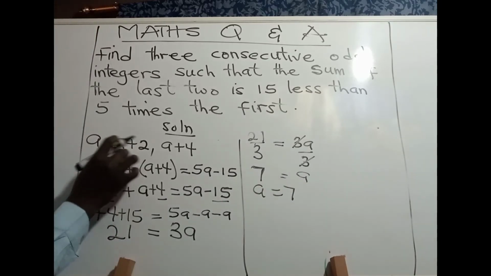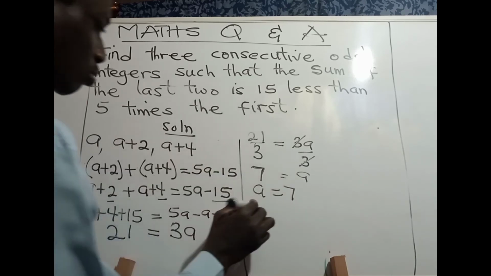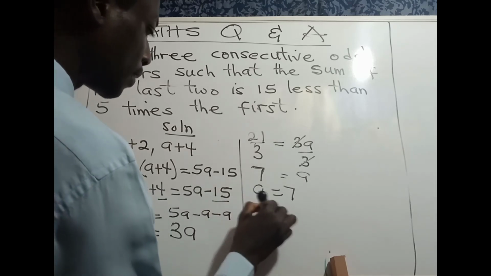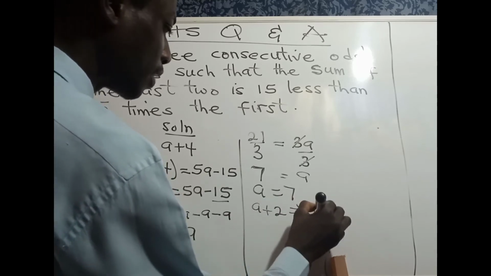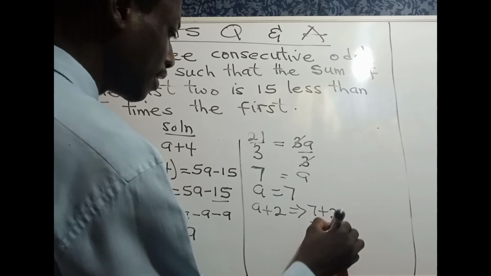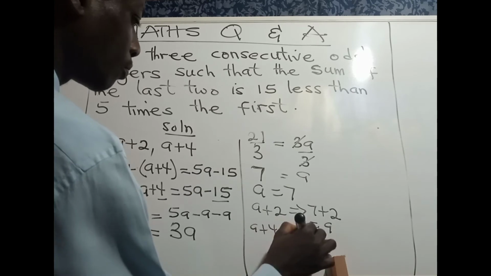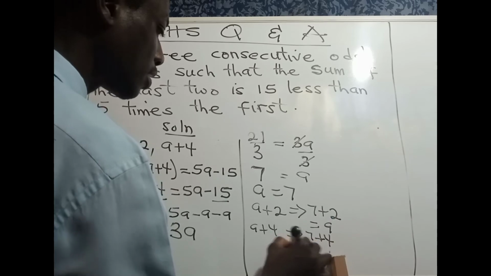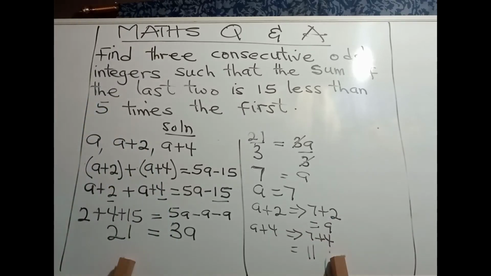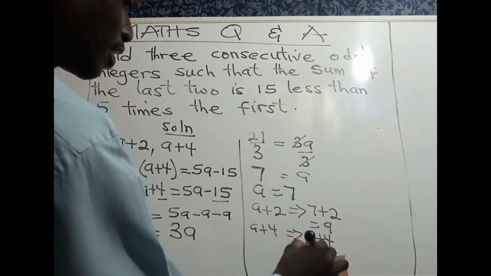If we want to find the second number, what are we going to do? We will find the 7 plus what? The 2. So the second one is a plus 2, which should be, a is what? 7. So 7 plus 2, and that one gives us what? 9. The third number is what? A plus 4, which results in 7 plus 4, and that one gives what? 11. Right, so our numbers are 7, 9, and then 11.